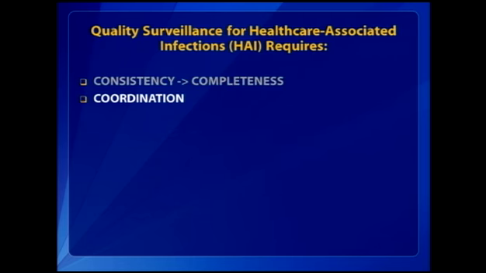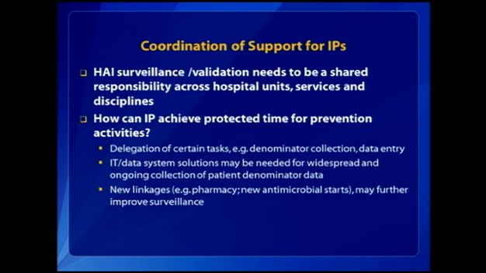So the second attribute that I'm discussing here is the need for coordination as we're doing surveillance and validation. Coordination of support for infection preventionists and their work. HAI surveillance and validation really needs to be a shared responsibility at the facility level. It needs to be shared across hospital units, services, and disciplines. And this will become increasingly important as the requirements by external bodies to do more and more surveillance and more and more reporting continue to increase.